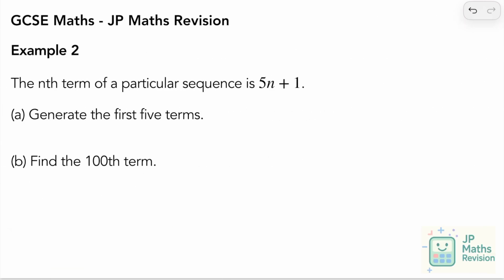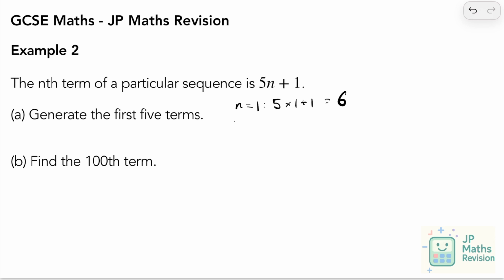So this one here, we have the nth term of a particular sequence is 5n plus 1, generate the first 5 terms. The nth term is a rule to generate any term in a particular sequence. If we want the first 5 terms, the first term is when n is 1. So we substitute n for 1, so it's going to be 5 times 1 plus 1. So 5 times 1 is 5, and then 5 plus 1 is 6. So the first term of this sequence is 6.